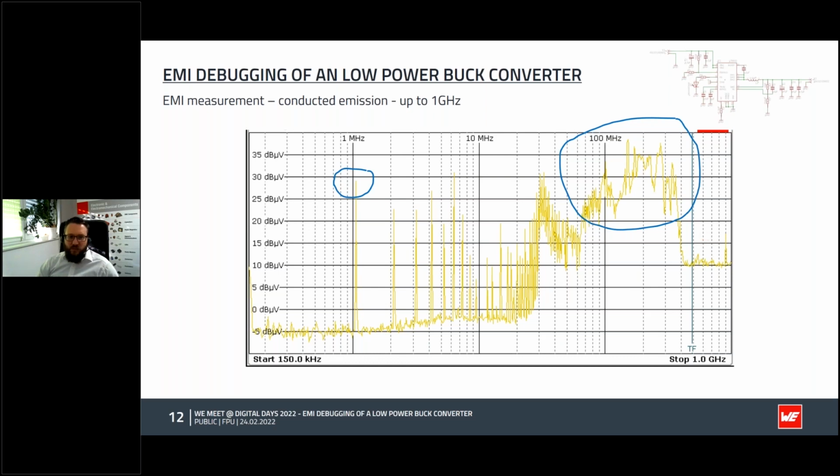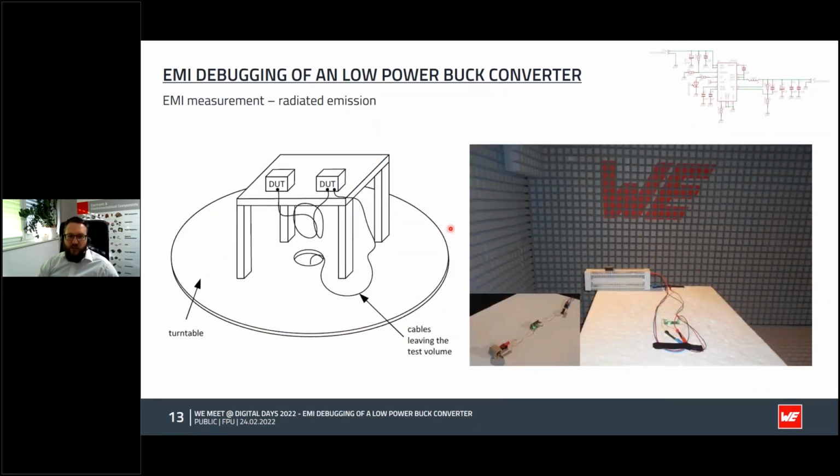Of course, we then did the radiated emission measurement. This is the principal setup: you have a table, you have your device under test, and of course, when you need a power supply or anything else, the cables go outside the chamber, so that you really measure just your device. Sometimes you have a turntable, so you don't have to turn your design yourself to figure out where the maximum radiation comes from and at which angle.